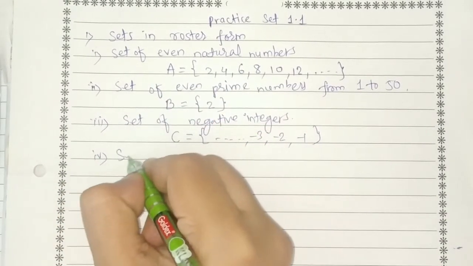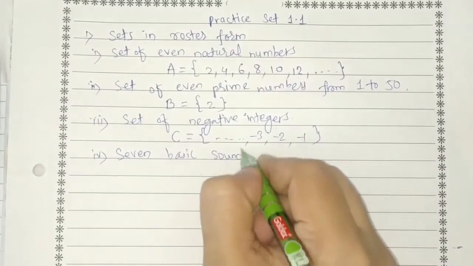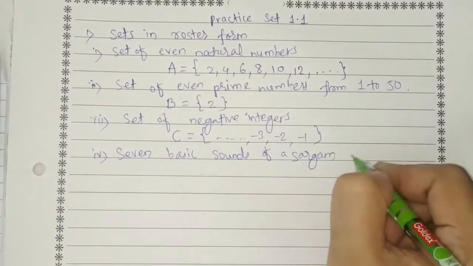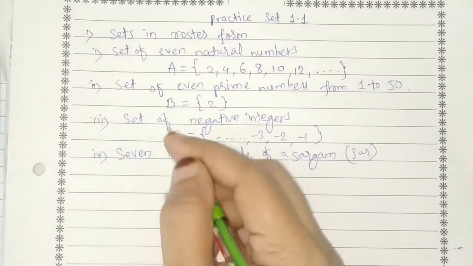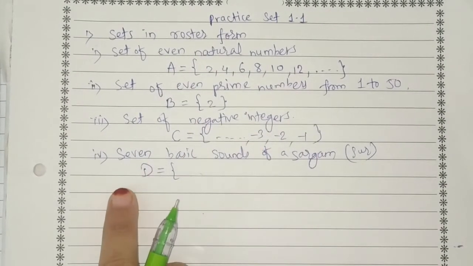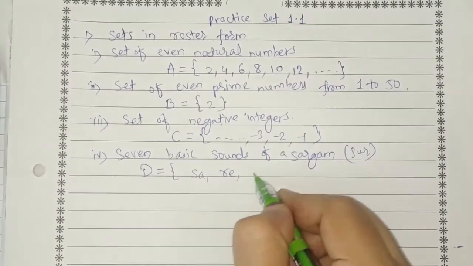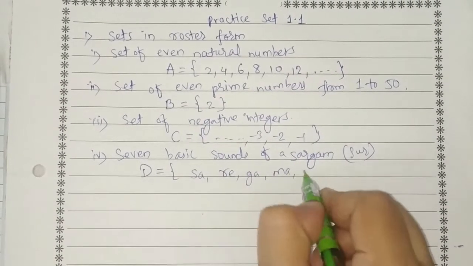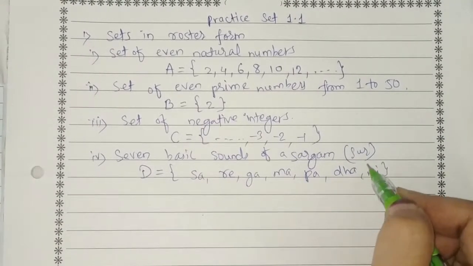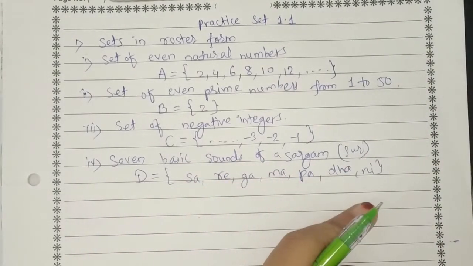Next we have the 7 basic sounds of a sargam. That is, you want to write down the surs. So suppose D is going to be the set of the sargam, or you can take any alphabet here. So there are sa, re, ga, ma, and then pa, dha, ni, sa. So these are the 7 surs, the 7 basic sounds of a sargam.